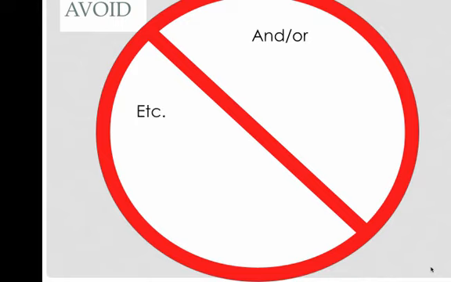Same kind of idea with etc. If you have some other things you want to add to the list, add them. Don't make your reader say, what? What else could that be? And if you don't know anything that it could be, then don't put the etc. That's kind of cruel.